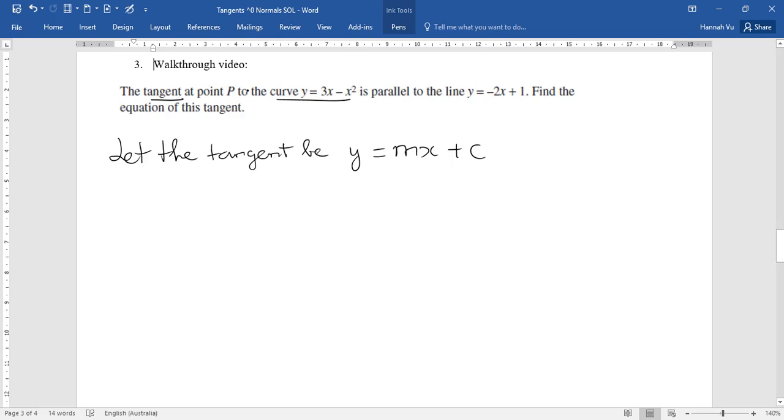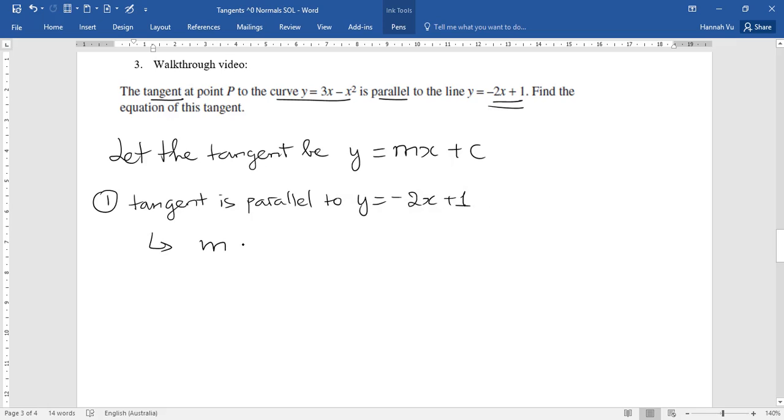But you also know that this tangent is parallel to this line. Now, if two lines are parallel to each other, they share the same gradient. So I know that the tangent is parallel to y equals negative 2x plus 1. Then we can immediately say that the gradient of this tangent is negative 2. And from that point, we know that y equals negative 2x plus c.